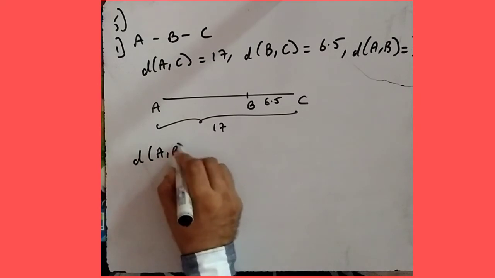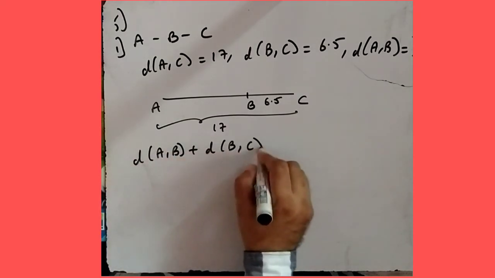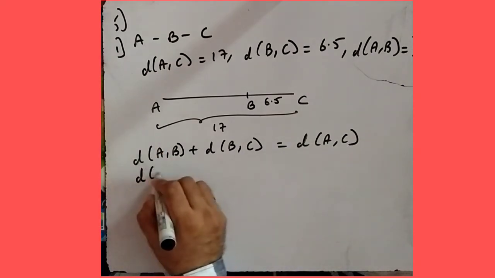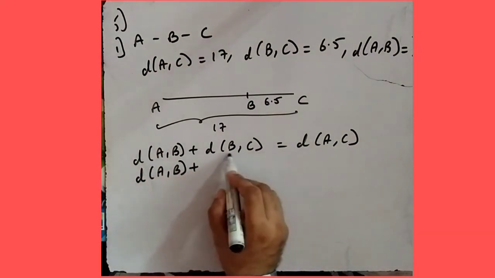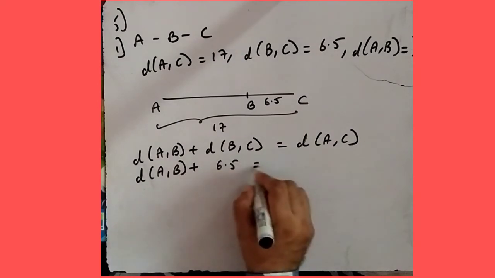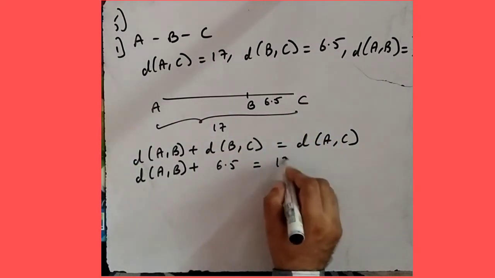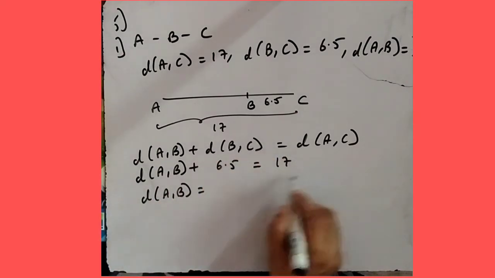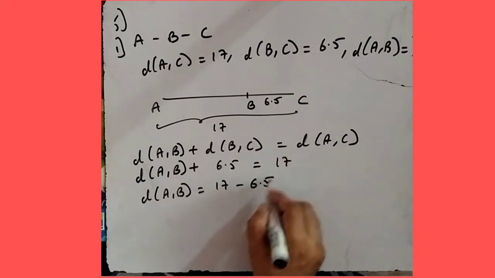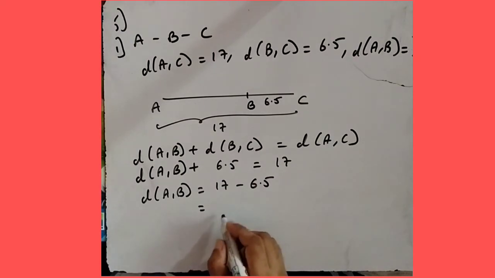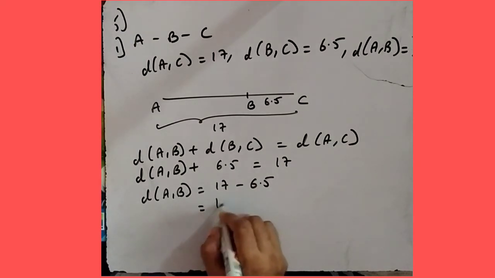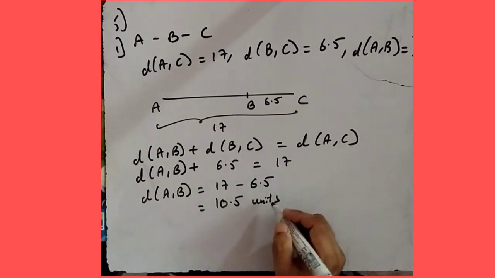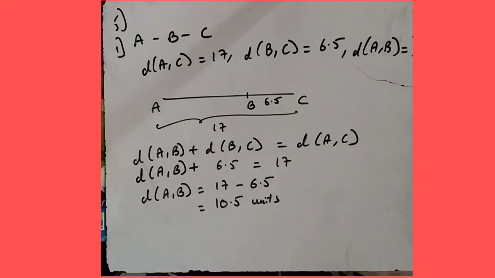So distance AB plus distance BC is equal to distance AC. Distance AB we have to find out. In the place of distance BC will come 6.5. In the place of distance AC will come 17. Then 6.5 will go on the other side, 17 minus 6.5, which will become 10.5 units. Distance AB will become 10.5 units.